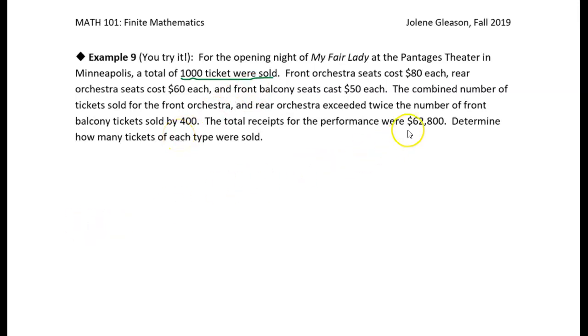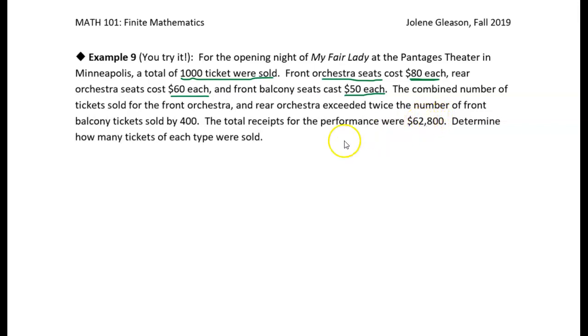Orchestra seats cost $80 each. Okay, so we got some different types of seats. Orchestra seats are $80. I guess those are front orchestra seats, and then we have rear orchestra seats, which are $60 each, and then we have front balcony seats for $50 each. All right, the combined number of tickets sold for front orchestra and rear orchestra exceeded twice the number of front balcony seats by 400. Okay, that's a little more complicated.